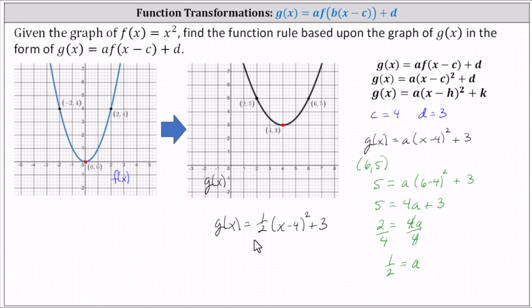Starting with f of x, let's focus on the vertex and the point 2, 4. Notice if we move 2 units to the right of the vertex, notice the function value or y value increases by 4. And if we compare this to the transform function starting at the vertex, if x increases by 2, notice the y value or function value only increases by 2. And we have to multiply 4 by 1/2 to obtain 2, which is why a equals 1/2. Again, resulting in a vertical compression by a factor of 1/2.